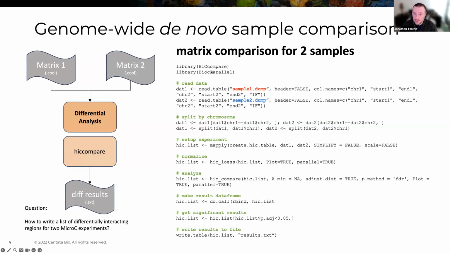Hi-C compare is just one example. This is an example script. It's not too difficult to incorporate in your own analysis. Even something you can probably plug into an automated type of analysis.